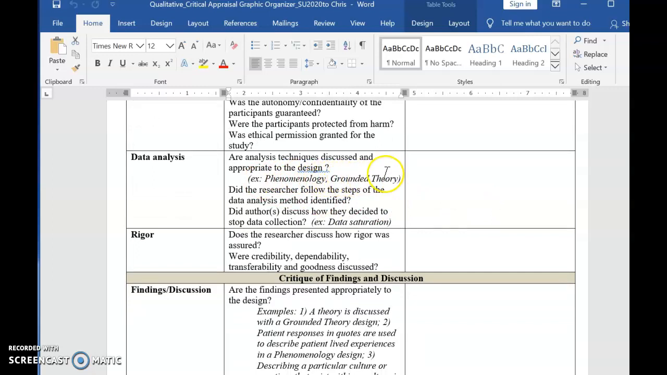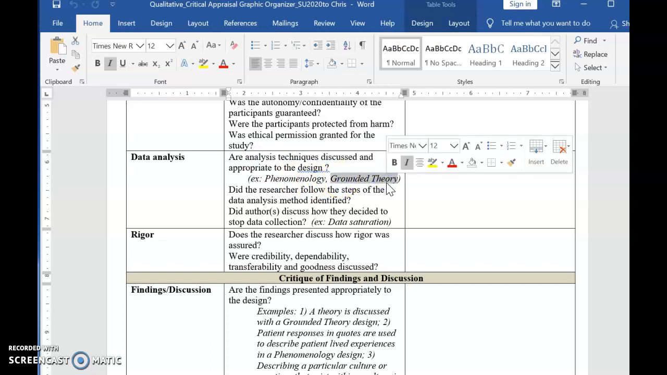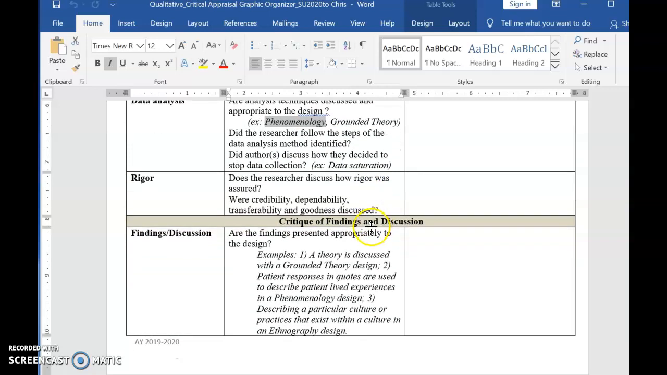Are data analysis techniques discussed and appropriate to the design? So we're looking for content analysis in qualitative studies. We're looking for constant comparative analysis techniques, and we're looking for thematic analysis. So those are the types of data analysis techniques, but you want to make sure then, are those appropriate for that particular design? So grounded theory usually uses a constant comparative data analysis method, and in phenomenology we usually use a content analysis method.